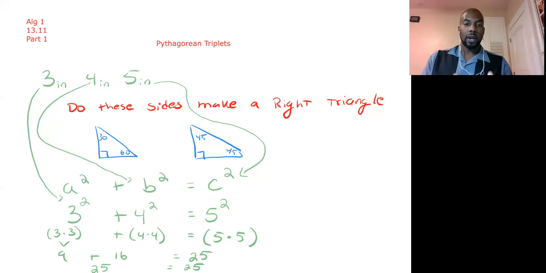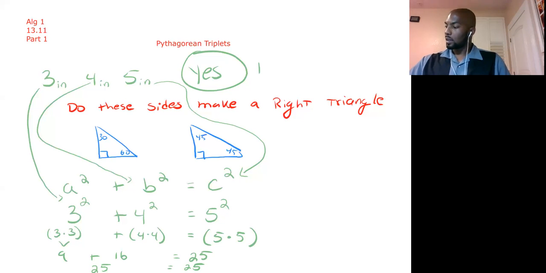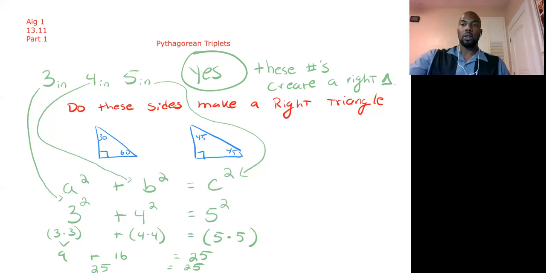If both sides of the equation come out balanced and true like this, you can say yes, these numbers create a right triangle. Oh, let me move this so you can see. Yes, these numbers create a right triangle. 3, 4, and 5, if you put them into the Pythagorean theorem, will come out balanced on both sides of the equation. Therefore, they're a right triangle. It's as simple as that.